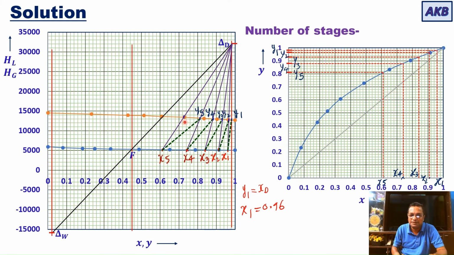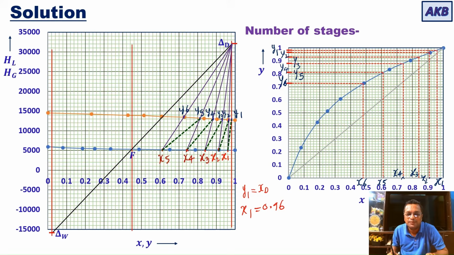So in that process, you get this point. Let me call this Y6. So this is Y6, which is 0.72. Let us come to the distribution diagram. This is Y6. Now move to the equilibrium curve and get X6. X6 in this case is 0.48.